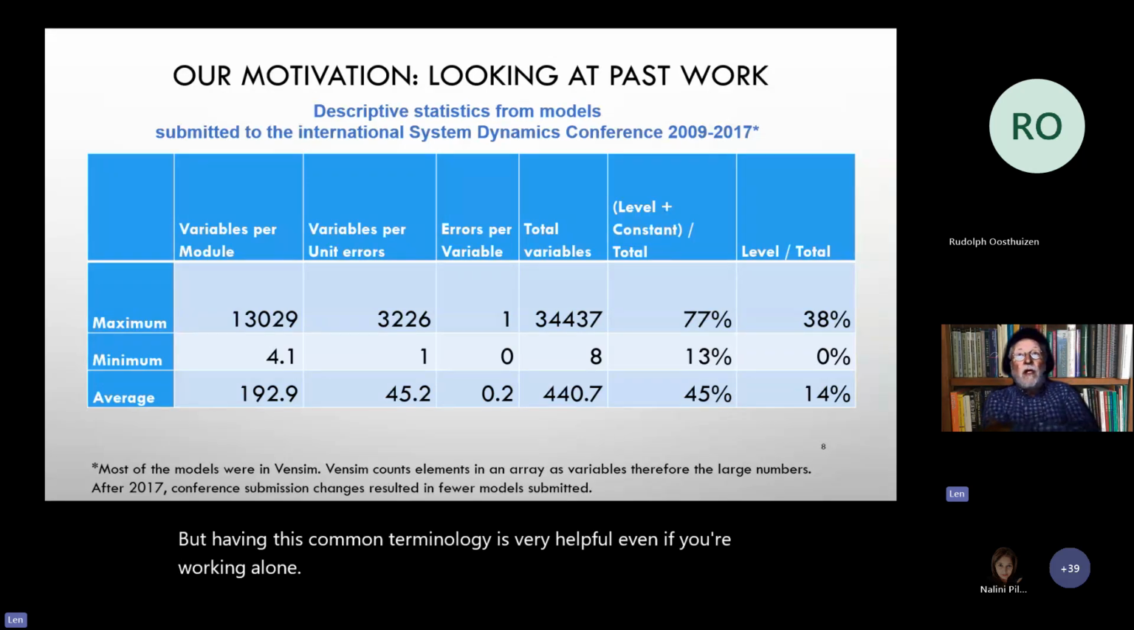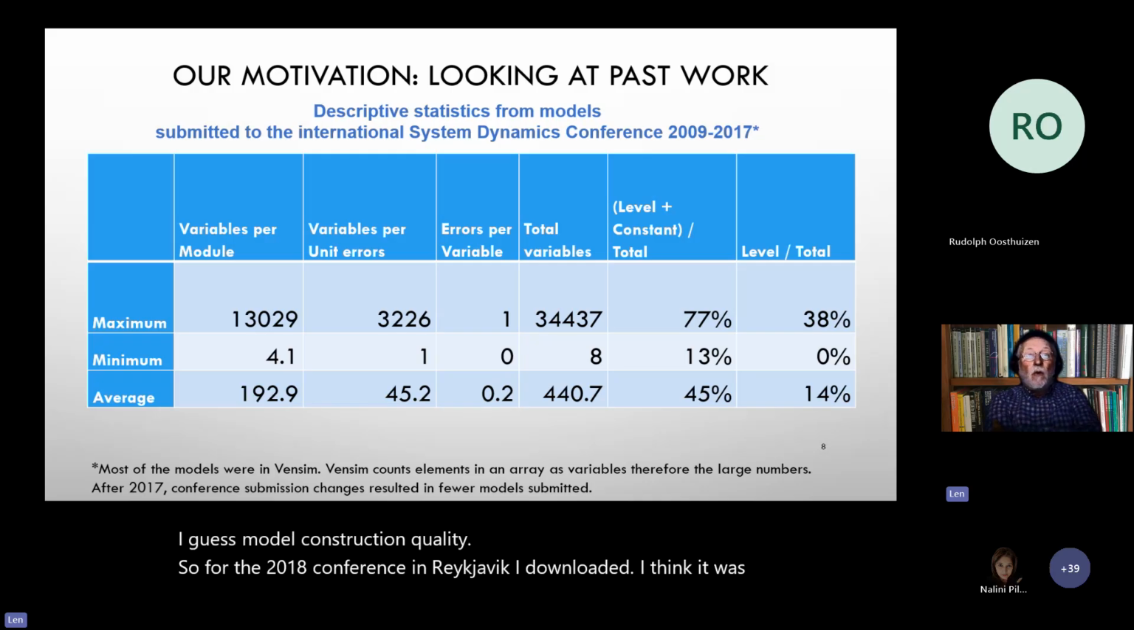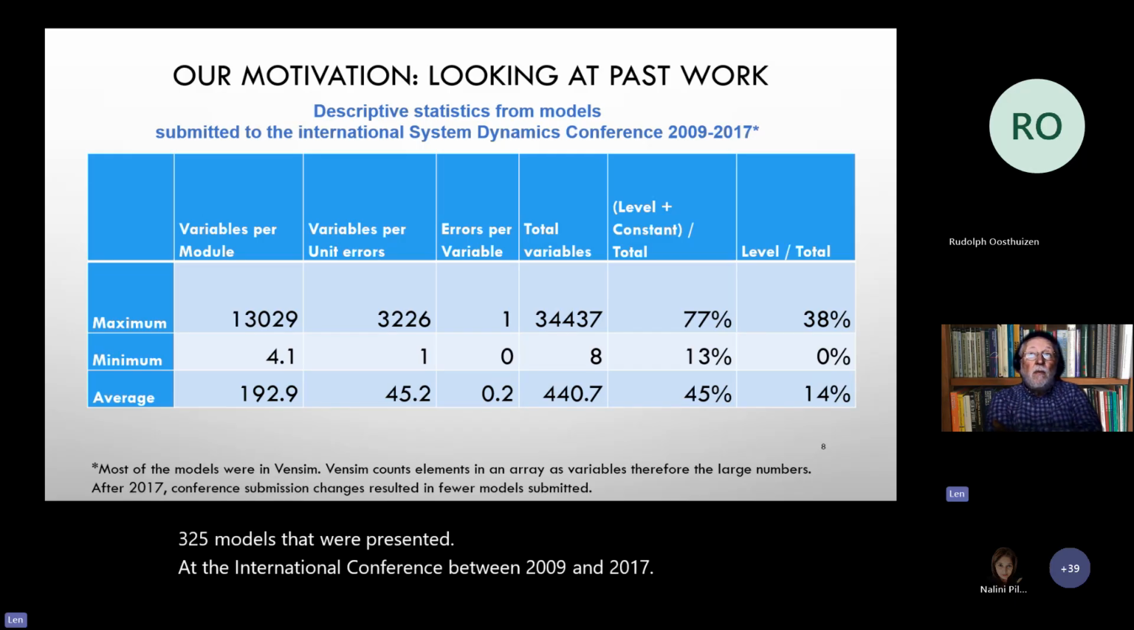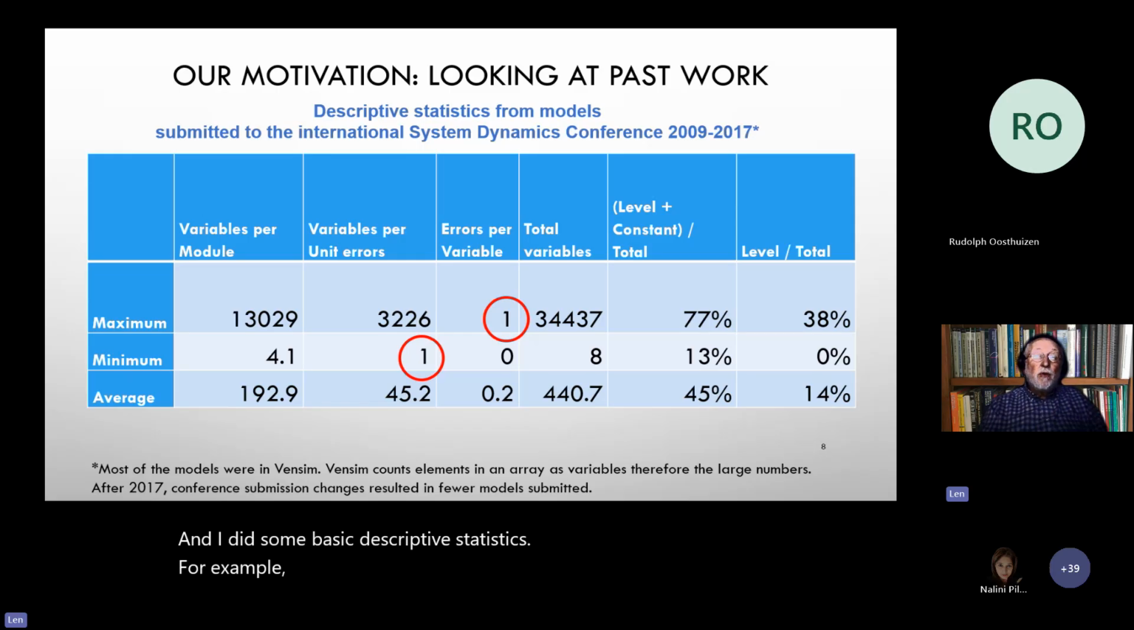So what was the motivation for this? Way back in 2009, I started to worry about, I guess, model construction quality. So for the 2018 conference in Reykjavik, I downloaded, I think it was 325 models that were presented at the international conference between 2009 and 2017. And I did some basic descriptive statistics. For example, what's the maximum number of errors per variable?